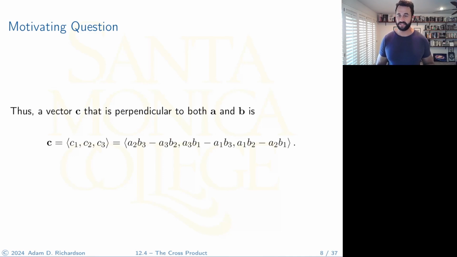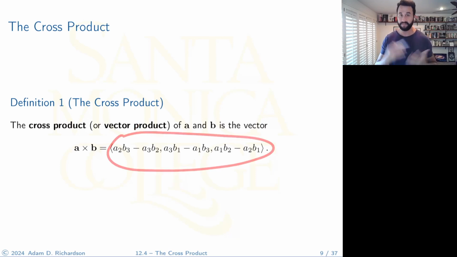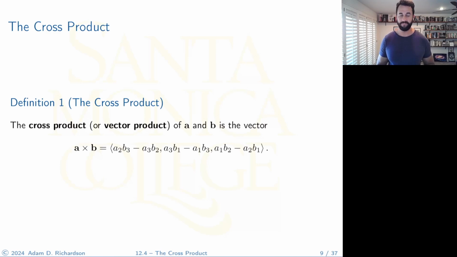There we go. So what did we just find? We just found a vector that is perpendicular to the vectors A and B, and this is the form of that vector. So if A is A1, A2, A3, and B is B1, B2, B3, then a vector orthogonal to both of those vectors is the vector that has these as the components. That's it right there. And that, my friends, is what we call the cross product. So the cross product, or otherwise called the vector product of two vectors, is this vector right here given by those components that we just produced algebraically. So that's the definition of the cross product.